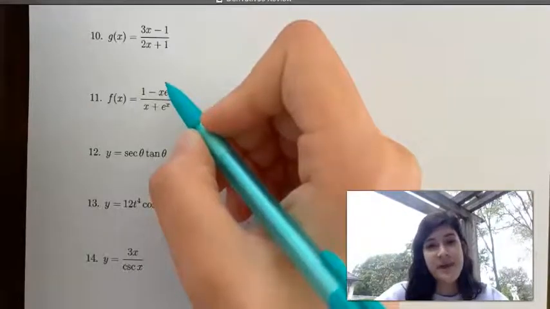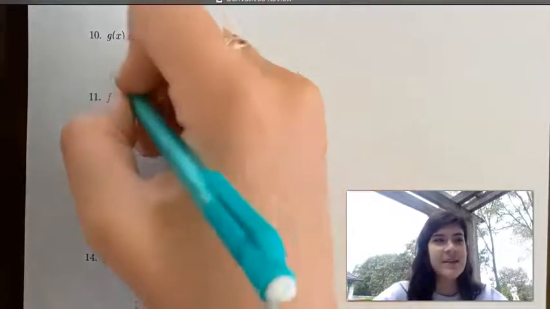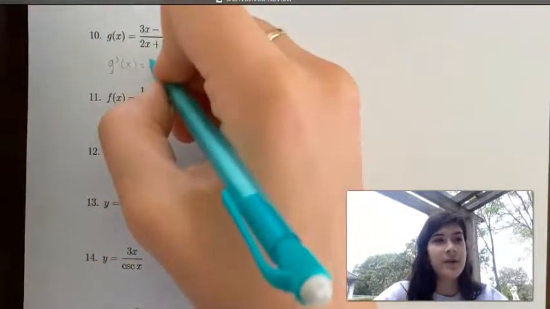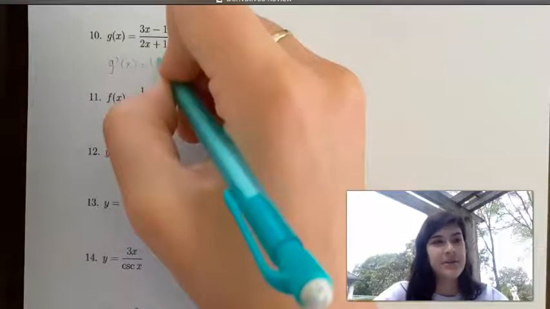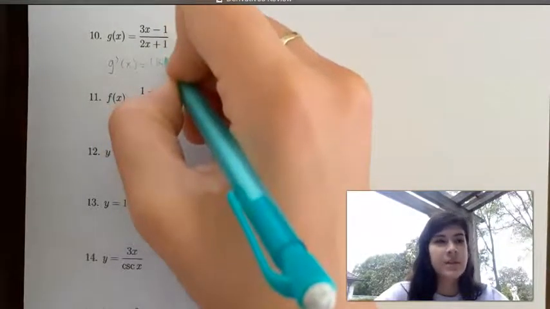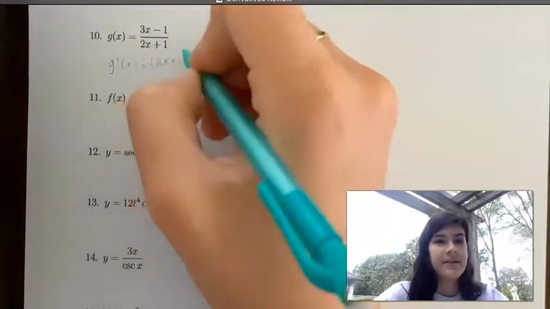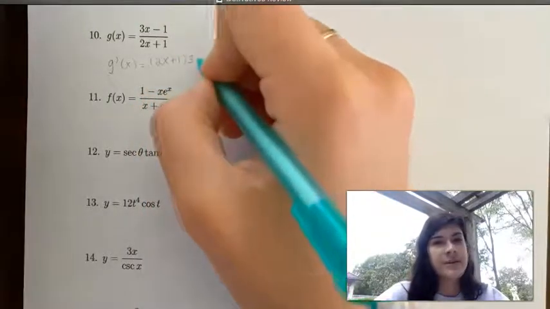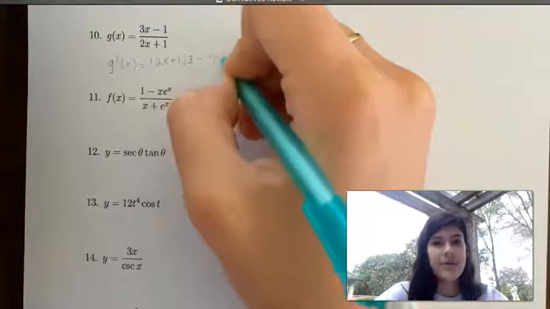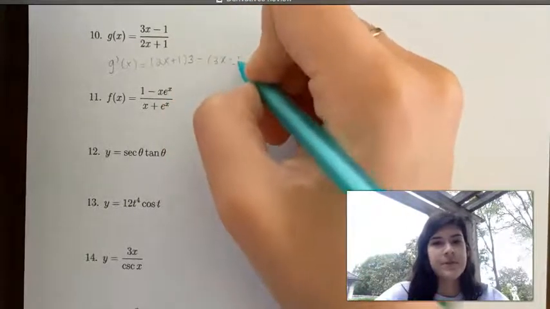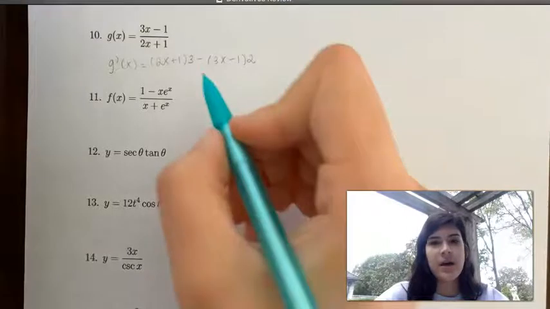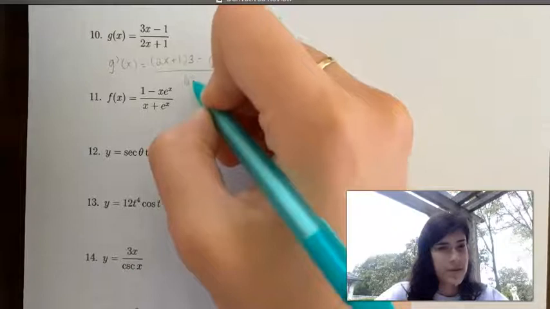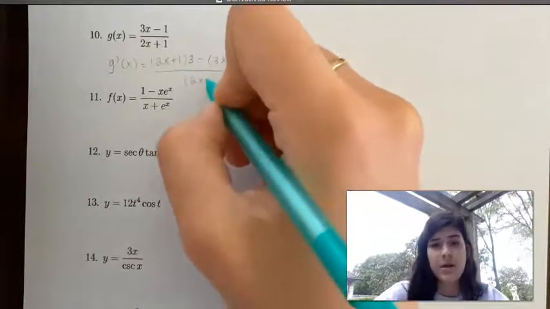Okay, so I flipped the page. We're on number 10. So this is going to be quotient rule again. I didn't write out our little rhyme, but remember, low d high minus high d low over low. So first, just rewrite the low, and then normal power rule, the derivative is 3 minus, remember your parentheses, so just rewriting the high, and then the derivative of the top is going to be 2, and that's all over 2x plus 1 squared.